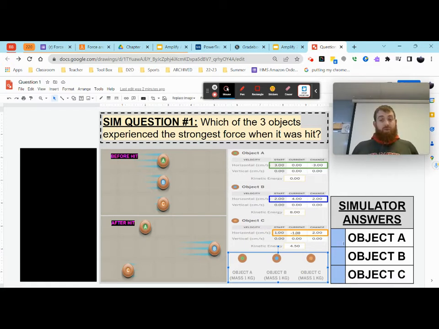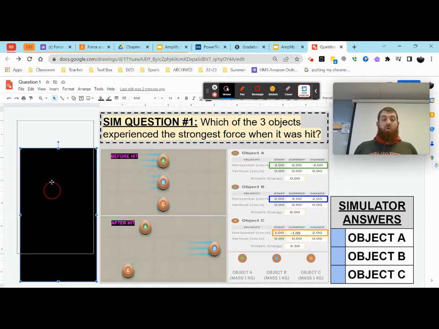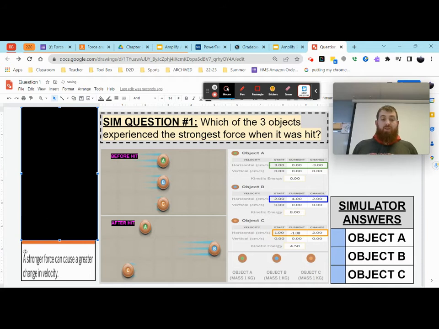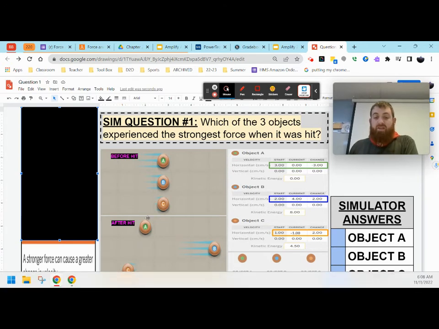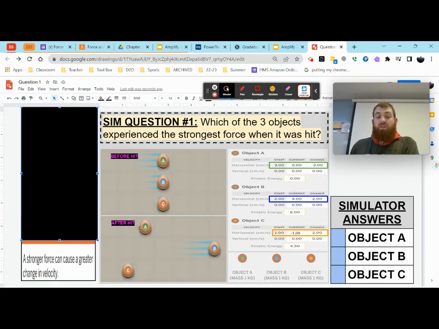All right. Do we think we got it correct? Let's go ahead and talk about it. So we know that, number one, a stronger force can cause a greater change in velocity. Because all of our objects have the same mass, we know that we can look at their velocity changes to figure out which one had a stronger force.